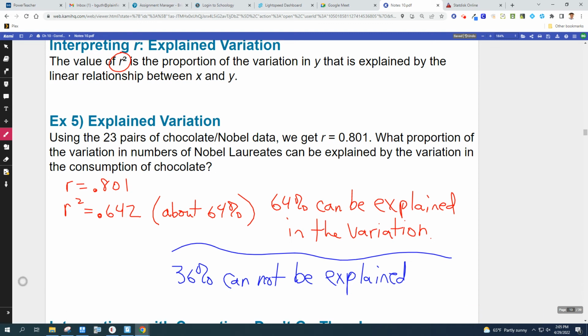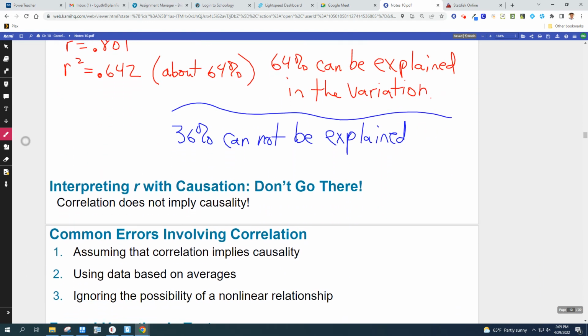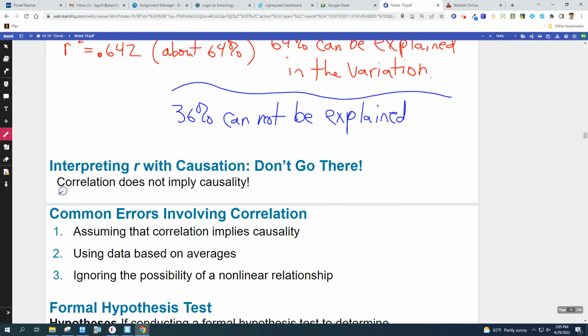So what does that mean? It means something that you've probably heard before. Correlation does not imply causality. Just because they're correlated doesn't mean that one causes the other. Just because somebody eats chocolate doesn't mean they're more likely to win the Nobel Prize. They're correlated, but that doesn't mean that one causes the other.